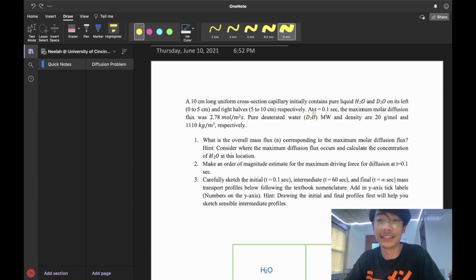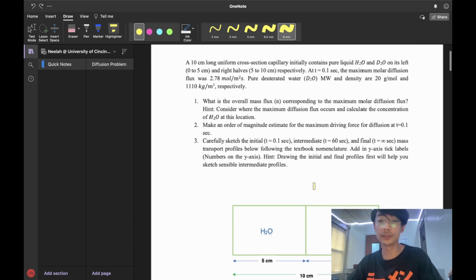And what we have is at t equals 0.1 second, the maximum molar diffusion flux was 2.78 moles per meter square per second, and pure deuterated water's molecular weight and density are 20 grams per mole and 1,110 kilograms per meter cube, respectively. So before we start solving the problem, let's look at this condition that has been given to us.